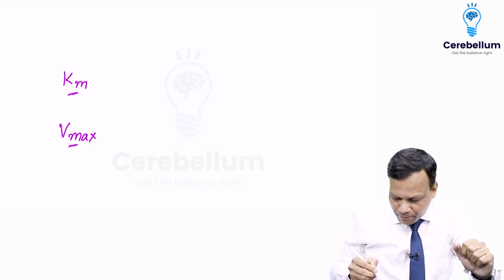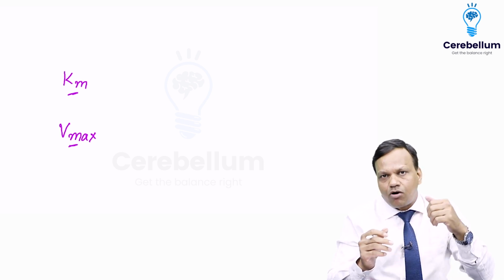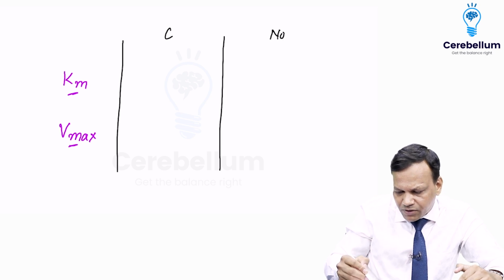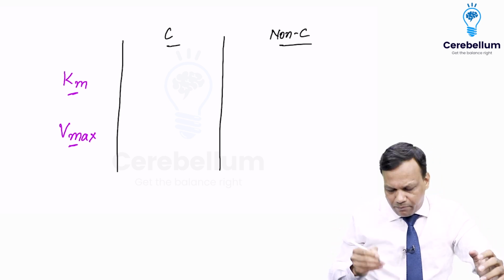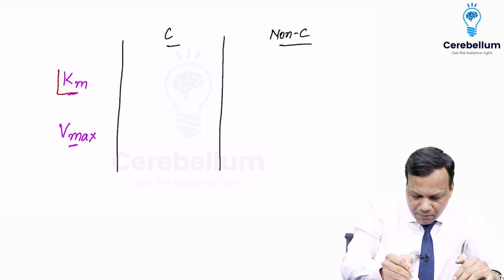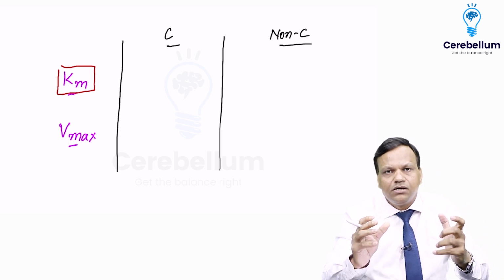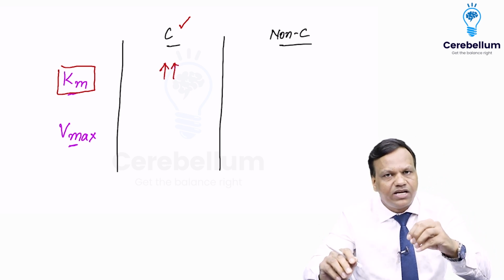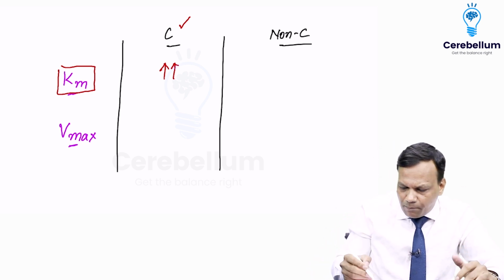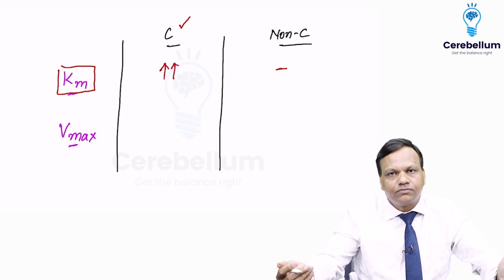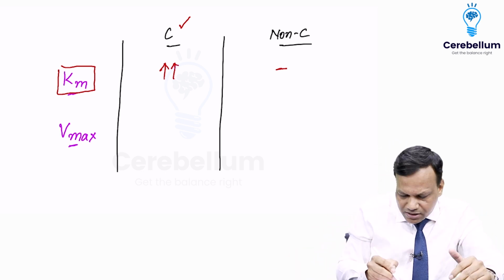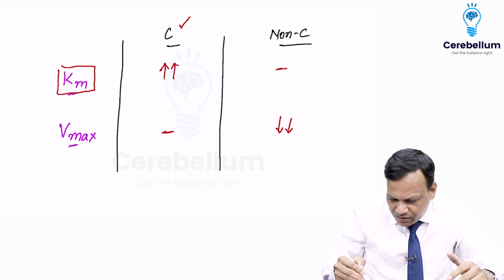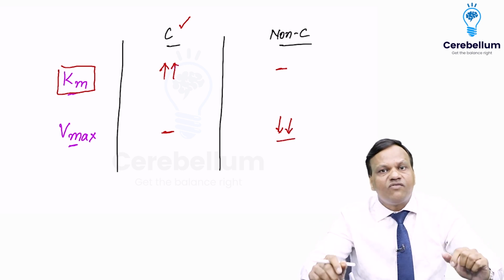So you need to remember what happened to these two factors in competitive and non-competitive inhibition. So it is very easy to remember. You can remember that Km looks like kilometer. Okay? So when there is competition, you need to run more kilometers. So in competitive inhibition, Km increases, whereas in non-competitive, there is no effect on Km. In competitive there is no effect on Vmax, whereas in non-competitive Vmax decreases.